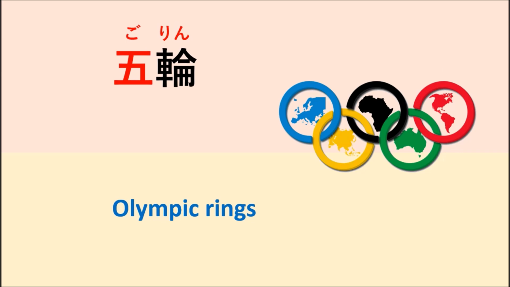五輪 means Olympic rings. Go means 5. Rin means the rings. So go-rin means Olympic rings.